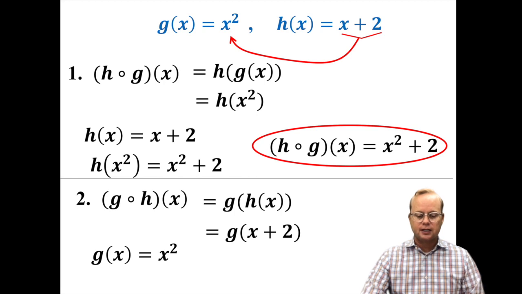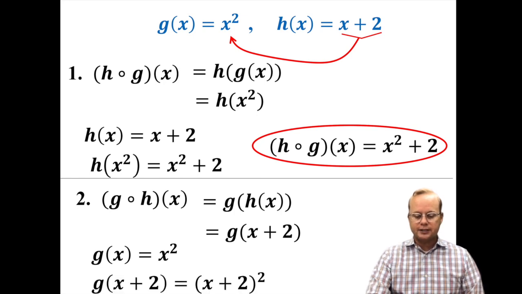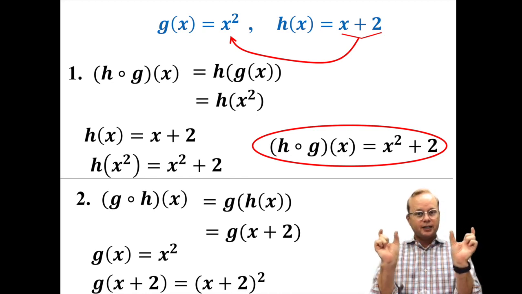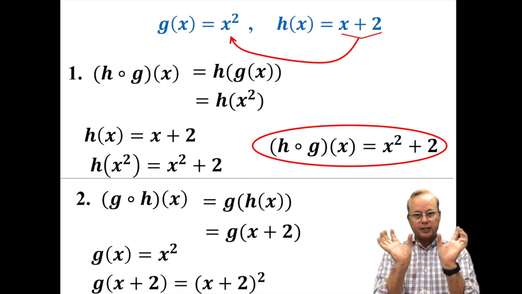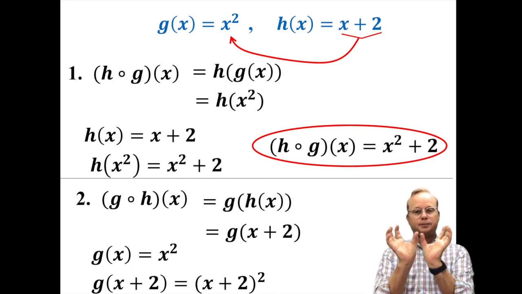That's my g of x. I'm going to take the entire quantity here, and then I'm going to square it. Well, what's x plus 2 squared? Okay, so I need to divide that into 2. Oh, not divide it, but I'm going to separate it into 2: x plus 2 times x plus 2.